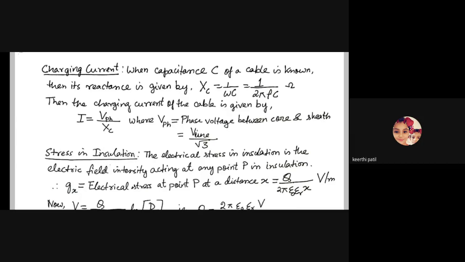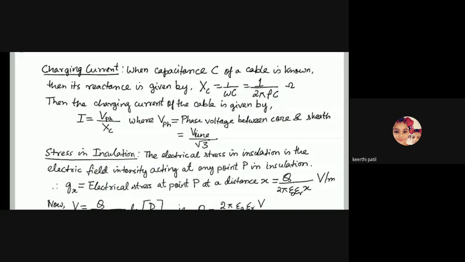Whenever you are considering a cable or a transmission line, it is basically a capacitance. Just like cables, as I told you, there is an inner diameter and an outer diameter, acting as a capacitor. In the same way, transmission lines also act as a capacitor. So whenever something long, over a huge distance, is acting as a capacitor, there will always be the presence of charging current.